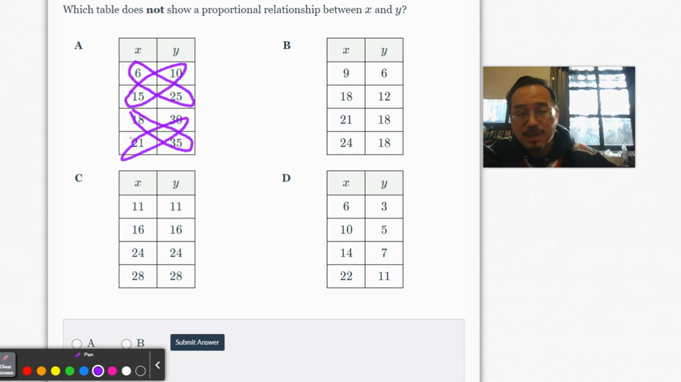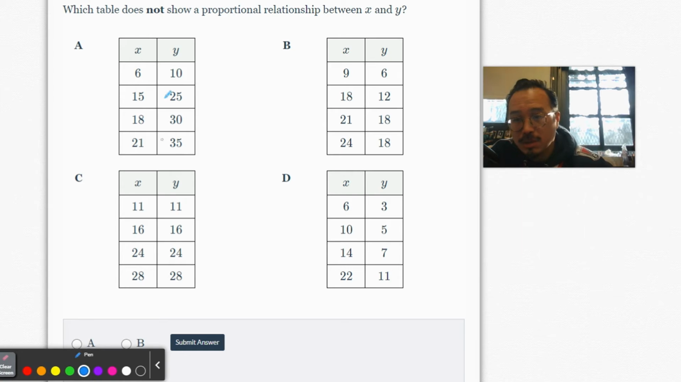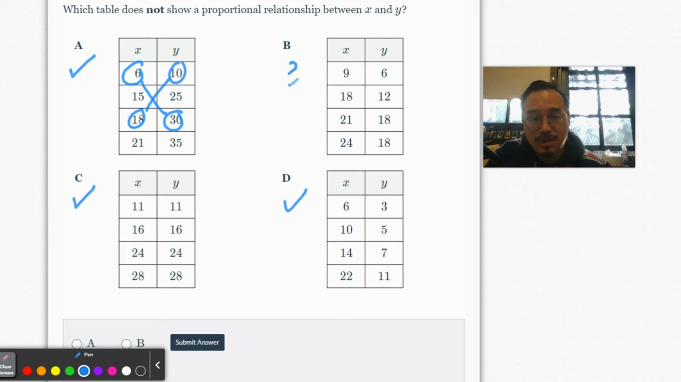Now, you could pick any two numbers to cross multiply. So, for example, you could pick this one with this one and then this one with this one. I think A is actually good because 6 times 30 is 180, 18 times 10, right? So this one looks okay actually. So C is good, D is good, A looks good. So let's test out B. Now let's see. 9 times 12 is 108. 6 times 18 is also 108, right?